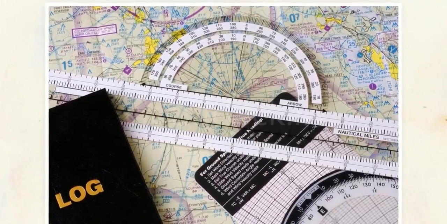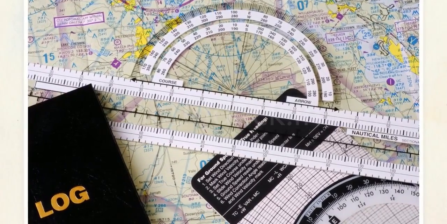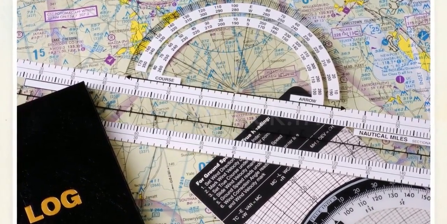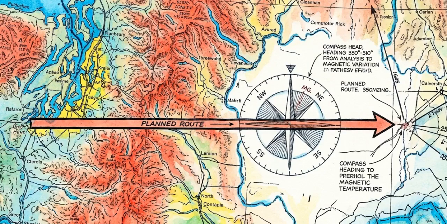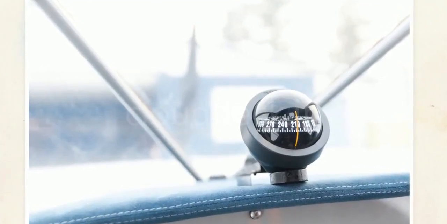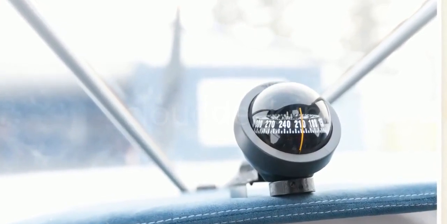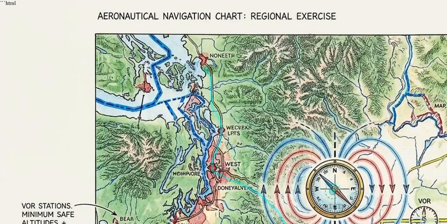You sit down at a desk, place your plotter across an aeronautical chart, and draw a perfectly straight line towards your destination. The map dictates that your intended ground track, your true course, is exactly 090 degrees, due east. But when you climb into the cockpit and turn the aircraft to match, the magnetic compass on your dashboard doesn't read 090. If you steer by that plotted number exactly, you will veer miles off your intended route.